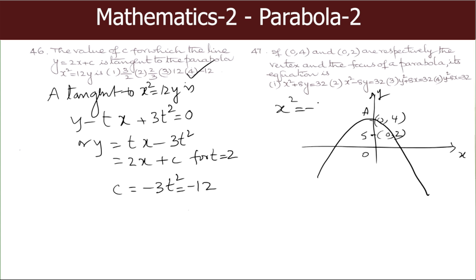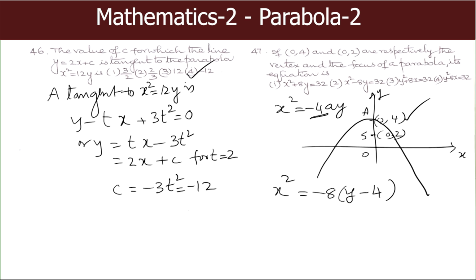Normally, x square equal to minus 4ay with the vertex 0, 0. But here the vertex is 0, 4. So, therefore, this is x square equal to minus 4a into y minus 4. The distance between the vertex and the focus is 2, so latus rectum is 8.